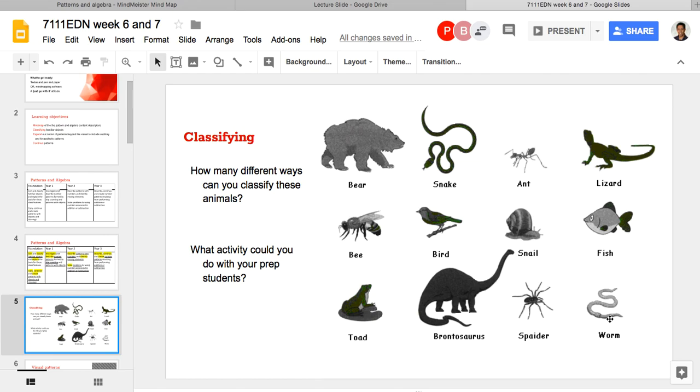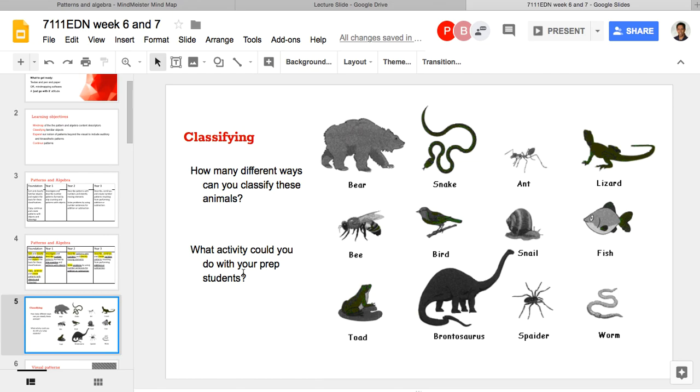How many different ways can you split those into, say, 2 groups or 3 groups? Obviously 2 groups is easier than 3 groups, but that's going to be up to you. So think about how many different ways we can classify these animals. And imagine that you had these as little toy figurines, a lizard, an ant, and so forth. What activity could you do with your prep students?